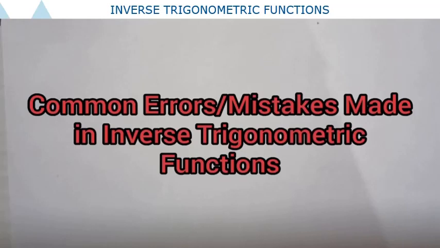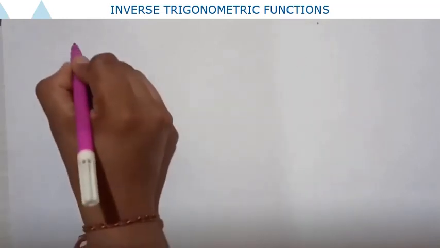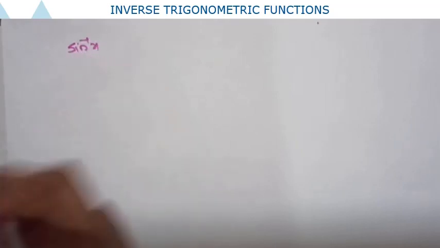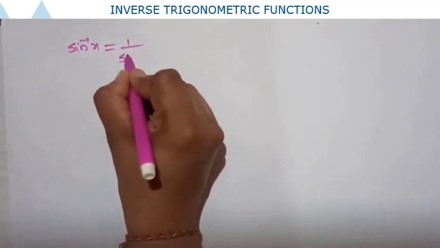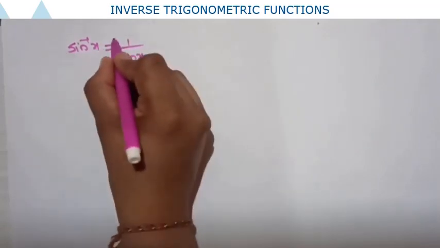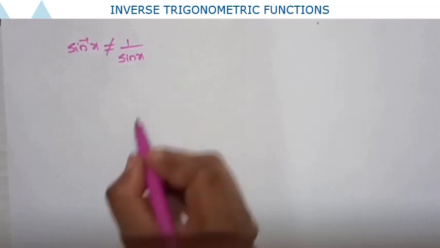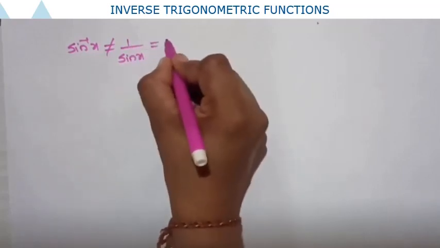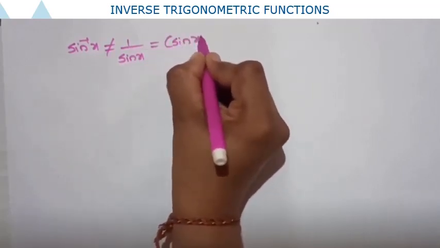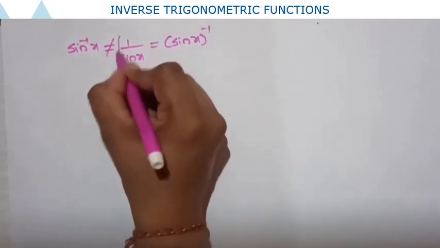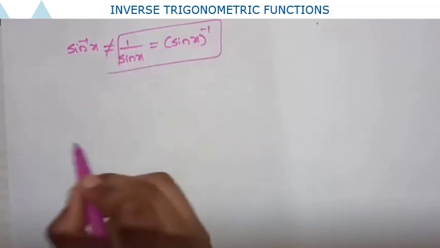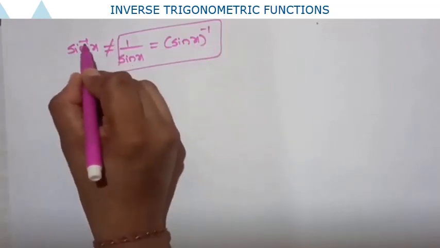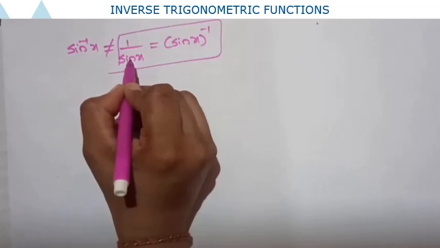And we'll see what all the common errors and mistakes you are doing in this topic. If they have given sine inverse x, it is a function and it is never equal to 1 by sine x. In fact, 1 by sine x is equal to sine x to the power minus 1, and this is correct. You can write 1 by sine x, but you don't write sine inverse x is equal to 1 by sine x.